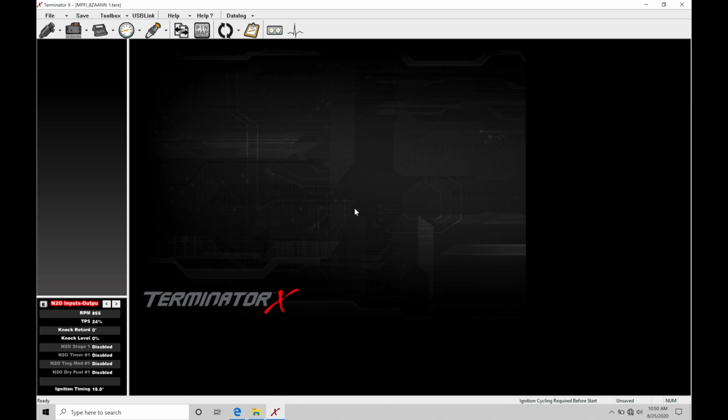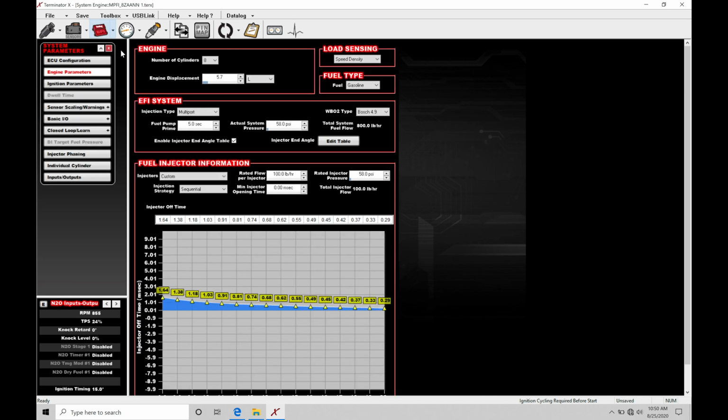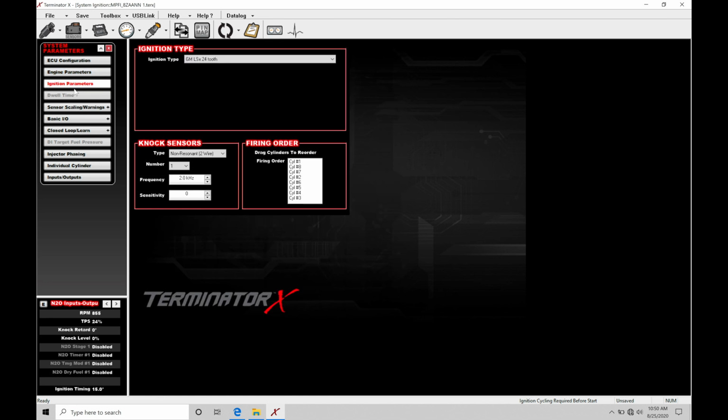First thing we're going to do here is jump into our system ICF, so our system parameters. We're going to go here under ignition parameters, and we're going to find our area here labeled knock sensors. This is where we're going to be starting off our tutorial, talking about the variations we have in our knock sensors that we have to work with.